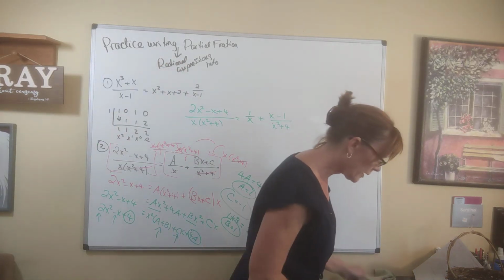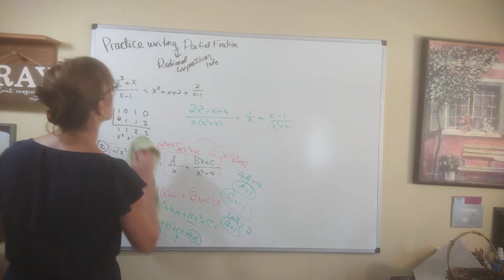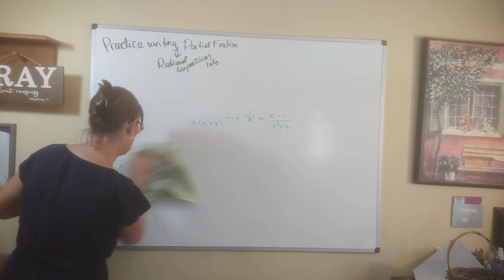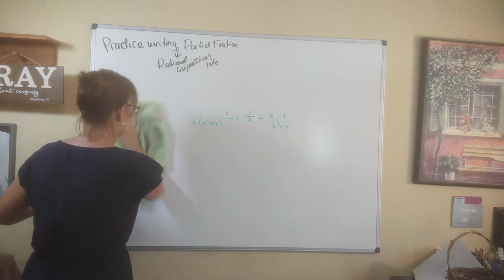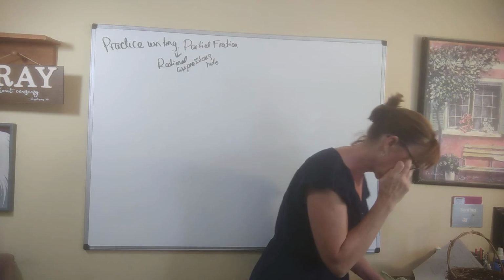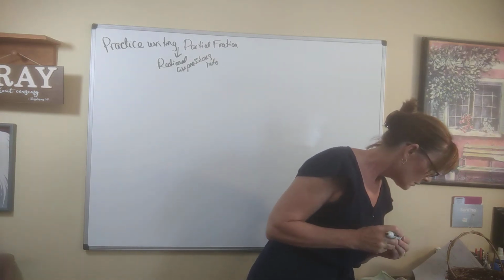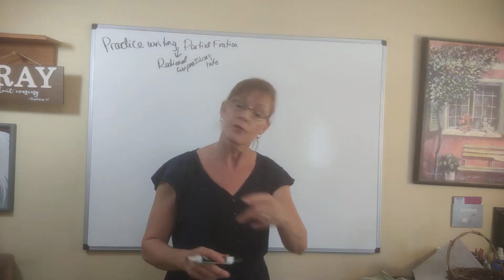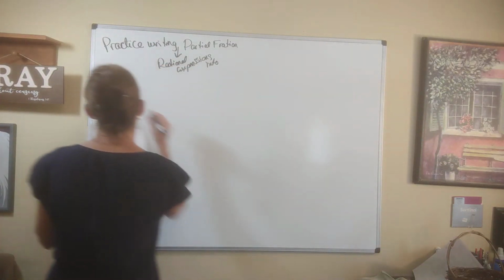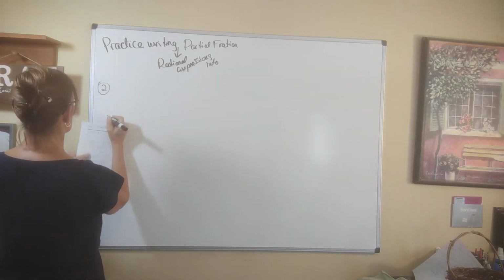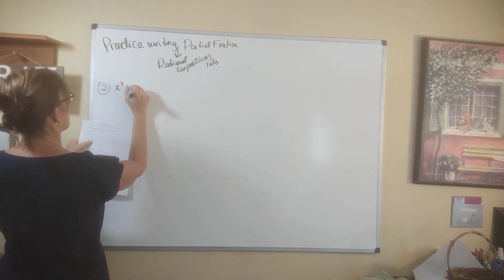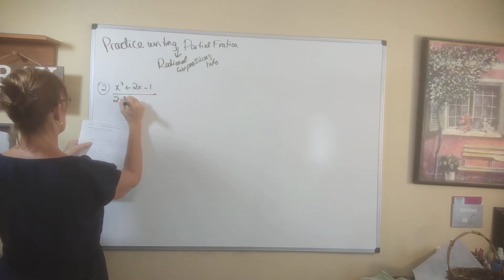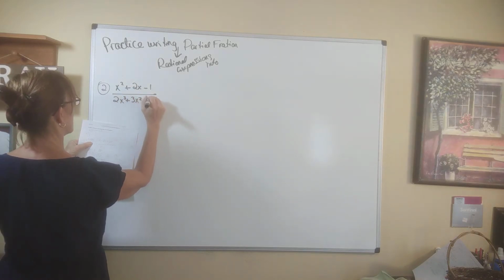Let's do a couple more. 3 and 4. What do those look like? All right, 3 goes like this. Oh, that was 3. Okay, sorry. Now I'll do 2 and 4. Sorry. Number 2 goes like this: x squared plus 2x minus 1 all over 2x cubed plus 3x squared minus 2x.